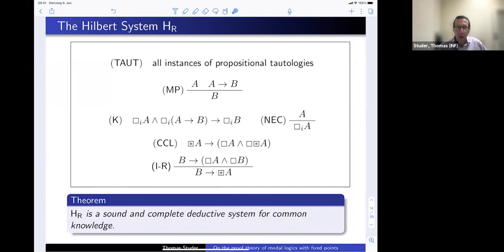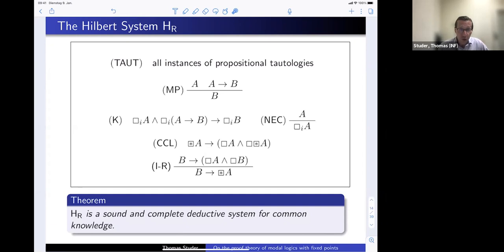And then for common knowledge, we have one axiom and one rule. The axiom is the co-closure. This is just one direction of this fixed point property; the other direction can be derived. So if you have common knowledge of A, then A is known and everybody knows that A is common knowledge. This is one direction of the fixed point property.